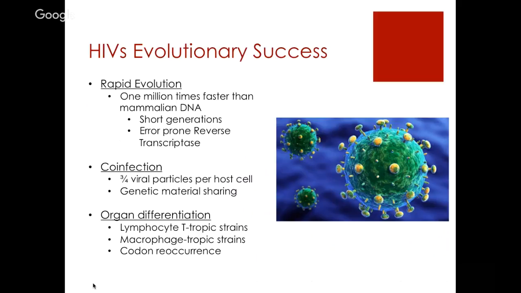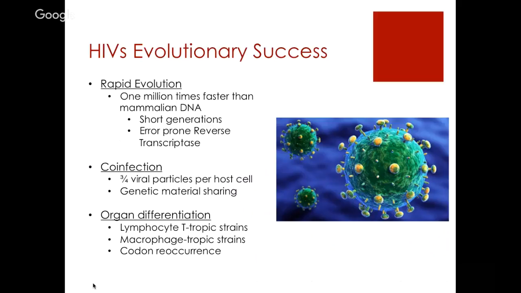Compared to mammalian DNA, HIV evolves approximately 1 million times faster than our DNA. This allows short generation times of the HIV virus, which in turn lets the virus adapt to the host environment over the course of multiple generations and become more powerful and more destructive and more specialized towards the host.